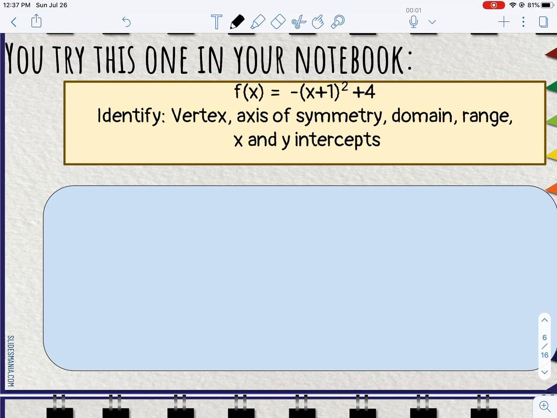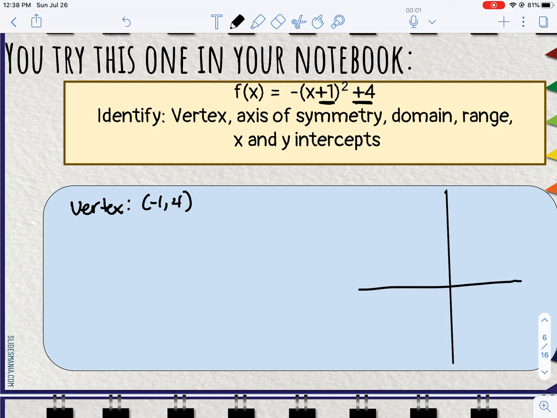Okay, hopefully you actually paused the video and tried it, but I'm going to go through and work this one out as well. So if you had trouble or you want to check your answer, you could do that. The vertex, remember, is the HK. So in this case, this means left 1 up 4. So we're going to go negative 1, 4. So on my graph, that would be the first thing that I'd want to plot is my vertex.